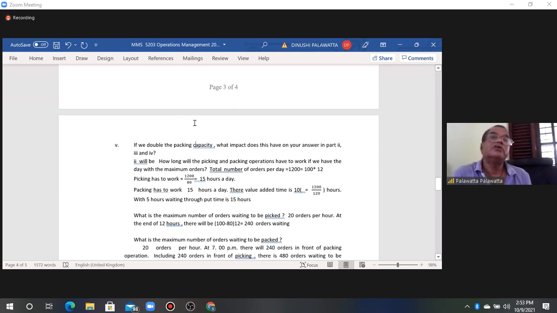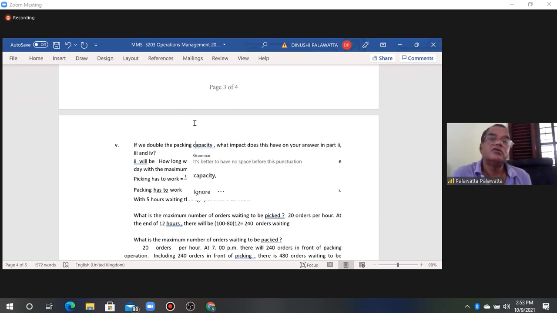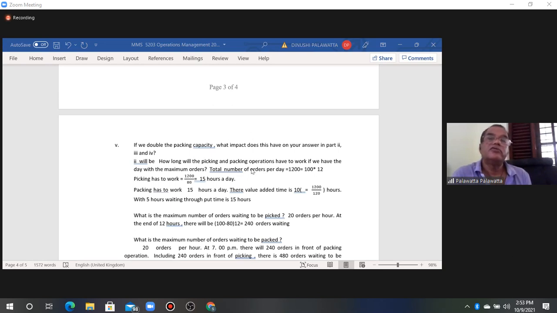And someone is asking, so 15 hours, you have to work because the picking rate is 15 hours a day. Okay. The order taking rate is 100 customers per hour. Then at the end of the day, Salim would have taken 1,200 orders. So at the rate of 80 per hour, the picking has to work 15 hours.